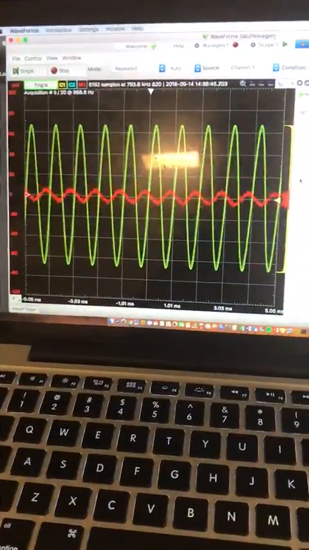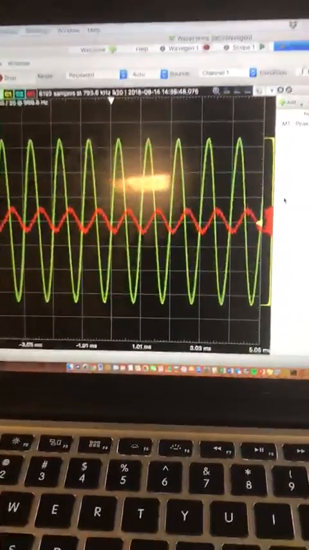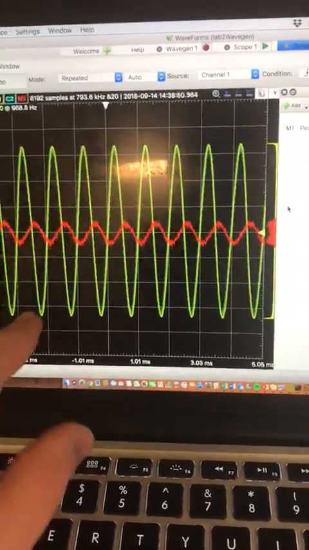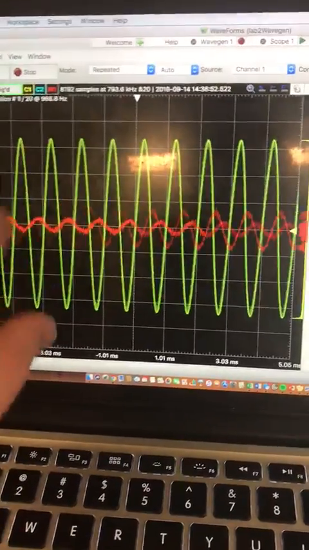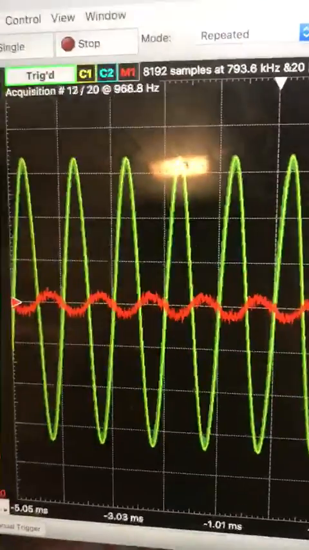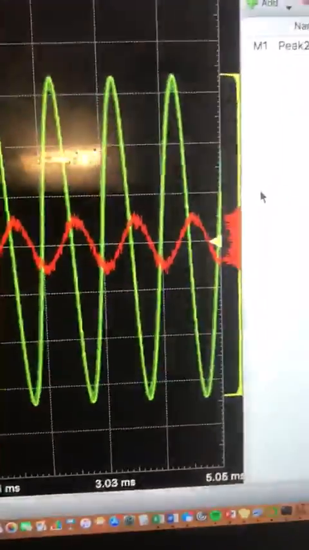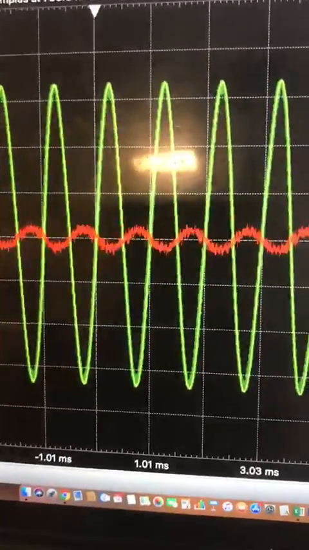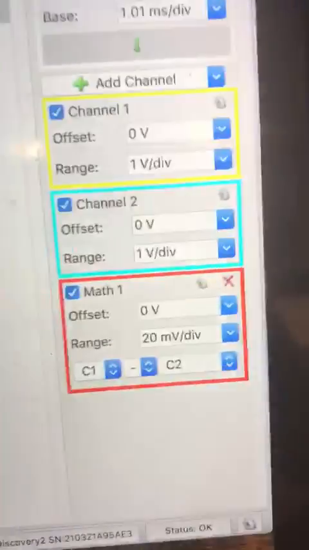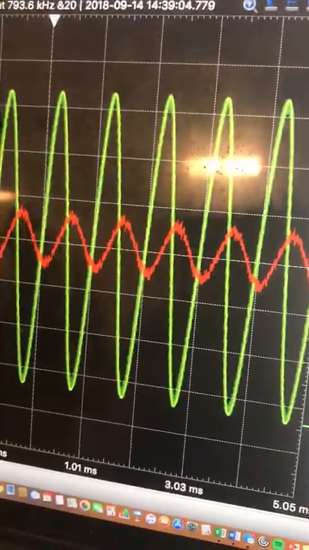So this is our WaveGen currently running. As you can see, we have channel 1 in the yellow and channel 2 in the blue, and you can't really see them because they're overlapped, which is what we want. The red line is the difference between the two channels. As you can see, the range is low, which is why you have some differences.